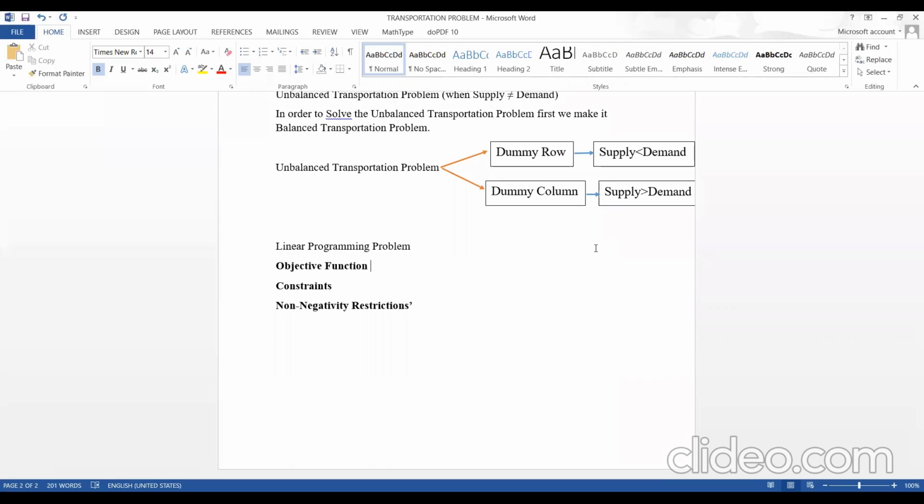Now, in order to generate maximum profit, what do you need to do? You need to minimize your transport cost, whatever cost is involved. If you minimize the cost, then your profit automatically gets maximized. Is it clear to all of you?